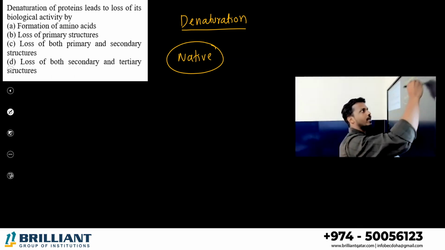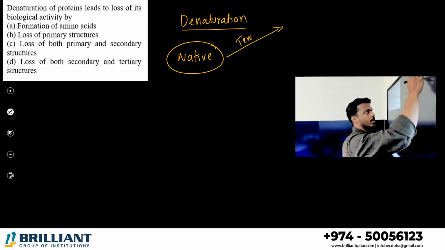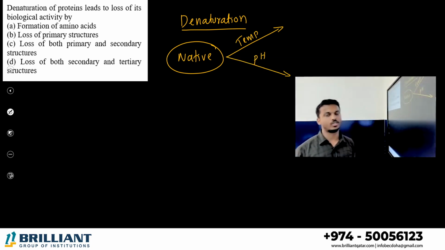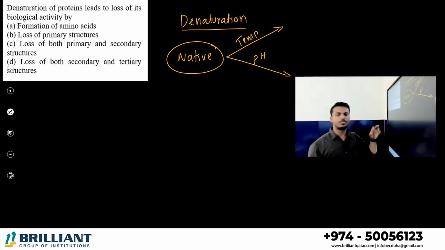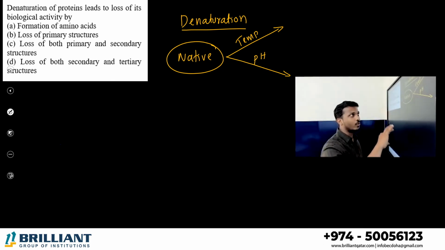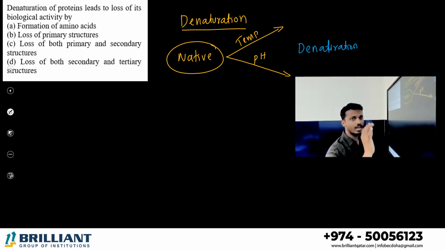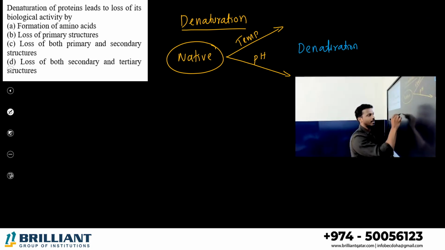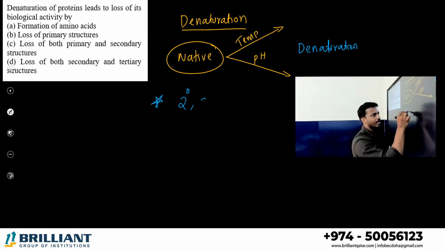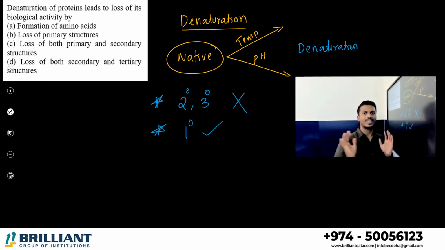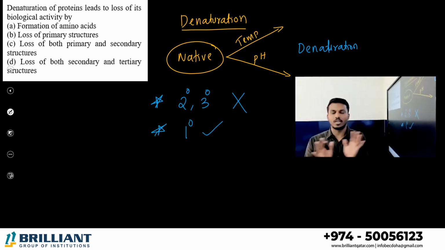When a native protein is subjected to a change in temperature, that is called a physical change. When you make a change in pH, that is called a chemical change. So when a native protein is subjected to a physical or chemical change, denaturation takes place. During denaturation, what all things are happening? Keep in mind, secondary and tertiary structure are disturbed. Tertiary structure is completely destroyed, but primary structure remains the same. Primary structure remains intact. Nothing changes.